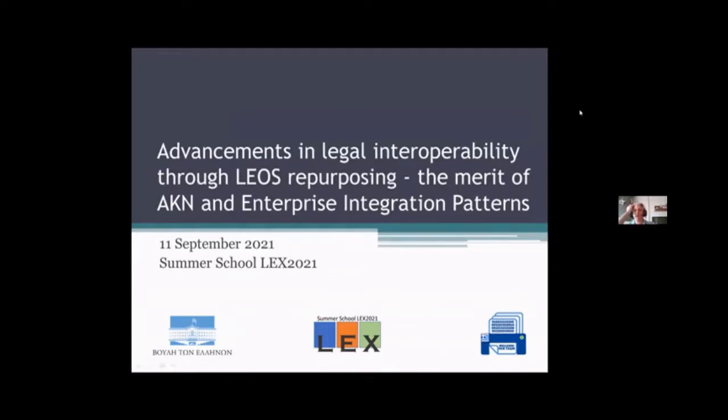This is going to be a discussion around the advancements in legal interoperability through LEOS repurposing, and the merit that Akoma Ntoso and European integration patterns play in that. We'll see. We have time to see what this is all about. Some of you that are not software developers might have a little bit of a problem following this. This is normal. These are some concepts that need elaborating upon. So I suppose we will also have the time to discuss them ex post, after this presentation.